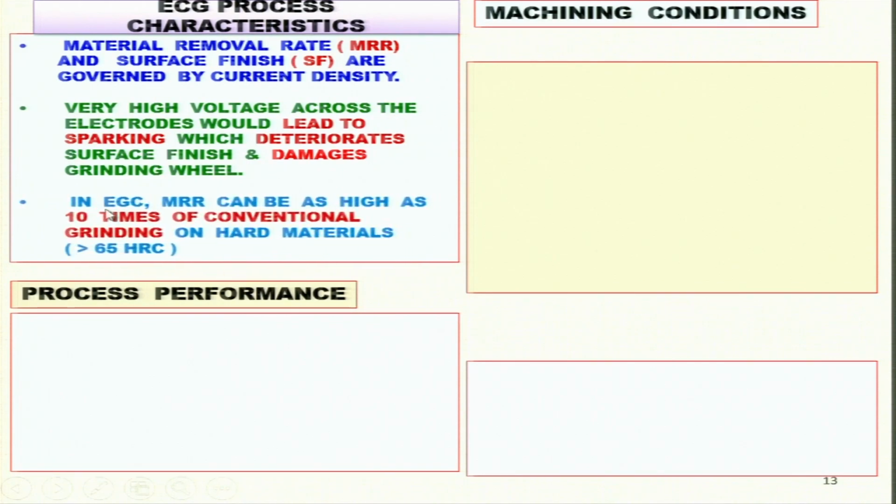Now, in electrochemical grinding, it should be G, not C. Material removal rate can be as high as 10 times that of conventional grinding, because as I told you in the second slide, conventional grinding gives you a low material removal rate, but in ECG, material removal rate can be as high as 10 times that of conventional grinding on hard materials which have hardness even more than 65 HRC.